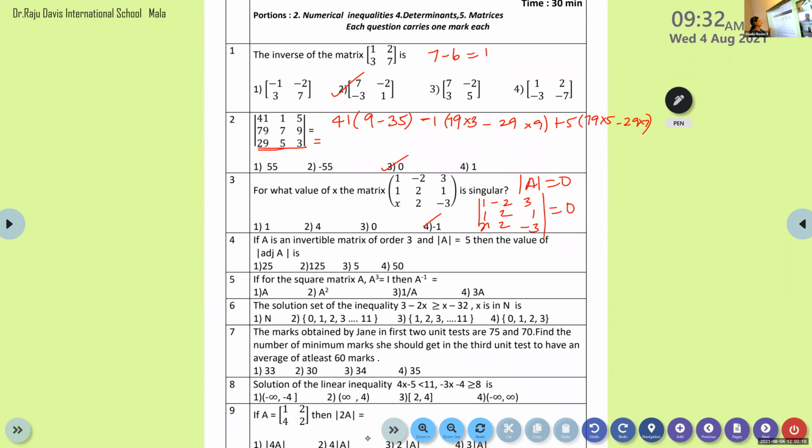Look at the next case. A is an invertible matrix of order 3 and determinant A is 5. So what will be determinant of adj A? Here we do not have to do calculations, isn't it? If you know the property, we can write it. Determinant of adj A is determinant A to the power of n minus 1, so determinant A is 5, so the answer is 25.